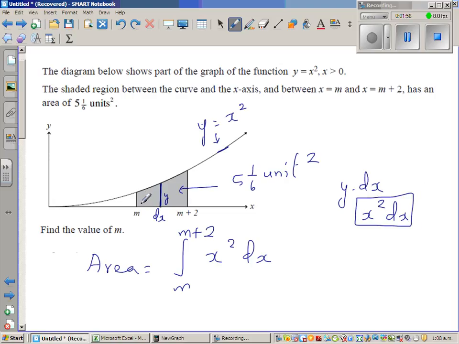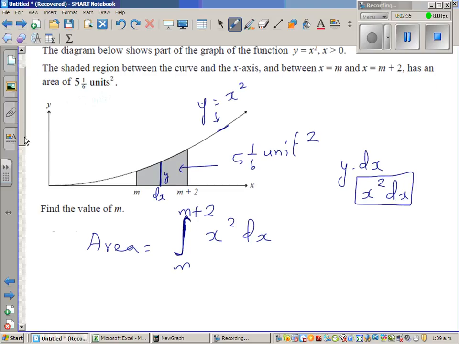And if you add all the infinitesimally small rectangles from m to m plus 2, you get the area of this shaded region. And that's what we do by doing the integration from m to m plus 2. So basically we're adding up all the infinitesimally small rectangles by taking integration. Integration is nothing but a form of addition. The integral sign can be seen as a letter S, so integration can also be treated as summation, or addition.